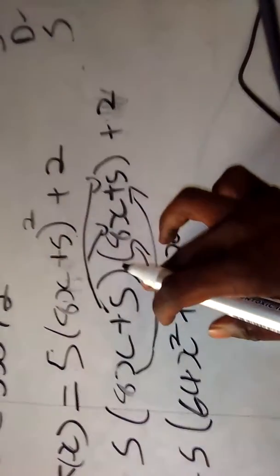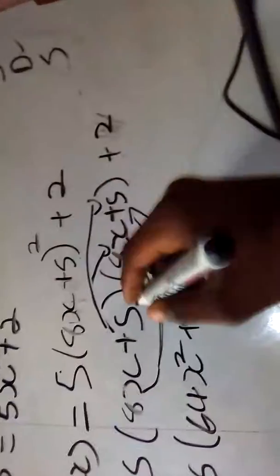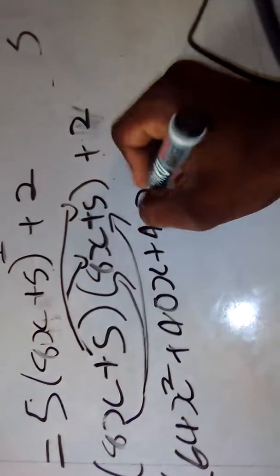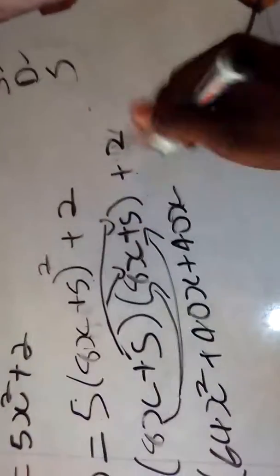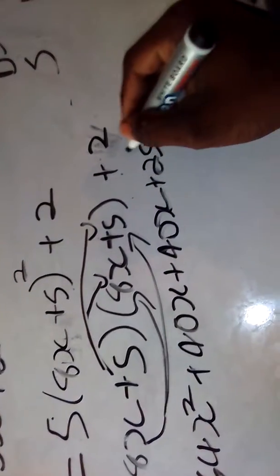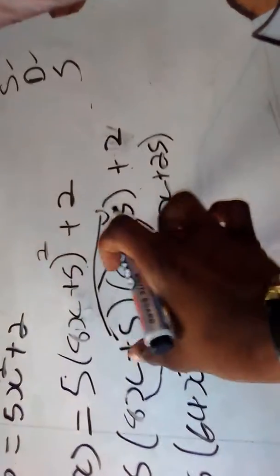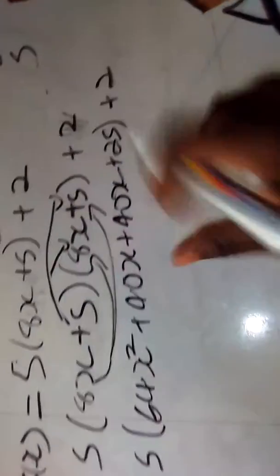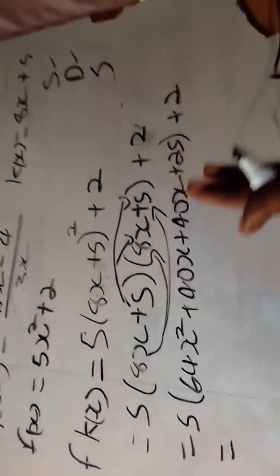Then we start with the 5. 5 times 8x is positive 40x again, and 5 times the 5 is positive 25. Right? So this is how we get it when we work out the bracket. Then put back the plus 2 at the end, like that. So we have this big thing here. Now, if you get a question like this, it's really going to test you, but it's a very nice question, so let's finish it.